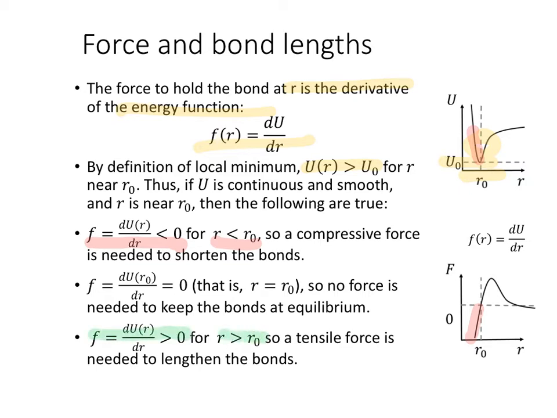On the other hand, when r is greater than r naught, what we see is, because the energy must increase as we go away, the force is positive, and so that force is greater than 0 in this region. Finally, the derivative at a local minimum is 0, so the force is 0 right at that point at r naught. That is, no force is needed to keep the bonds at equilibrium.